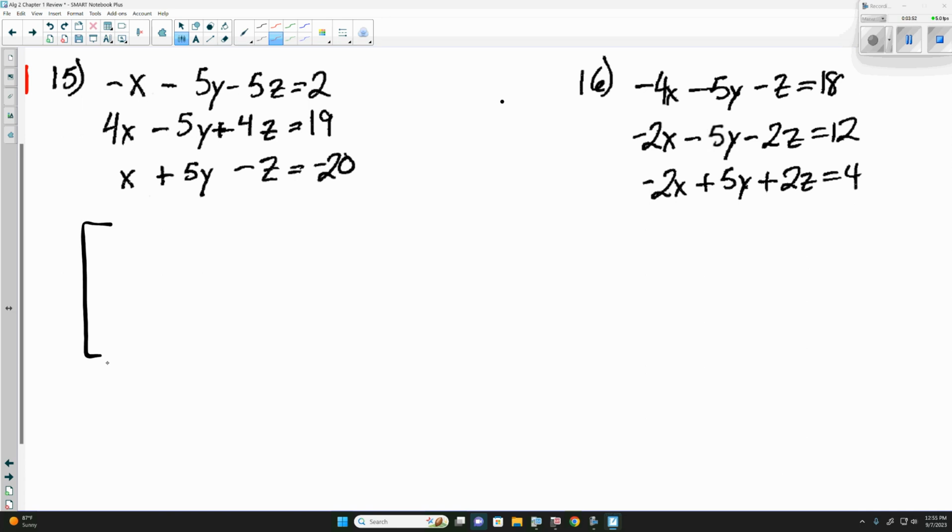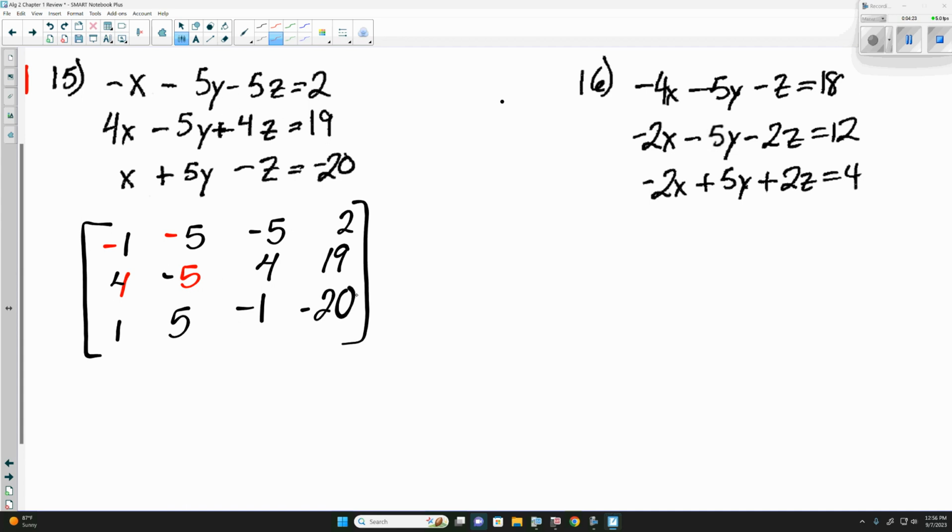So for x, it would be -1. For y, it would be -5. Z is -5, and it's equal to 2. Then we do the next row. 4 for x, -5 for y, 4 for z, and then 19. And then the last row, we'd have 1 for x, 5 for y, -1 and -20.